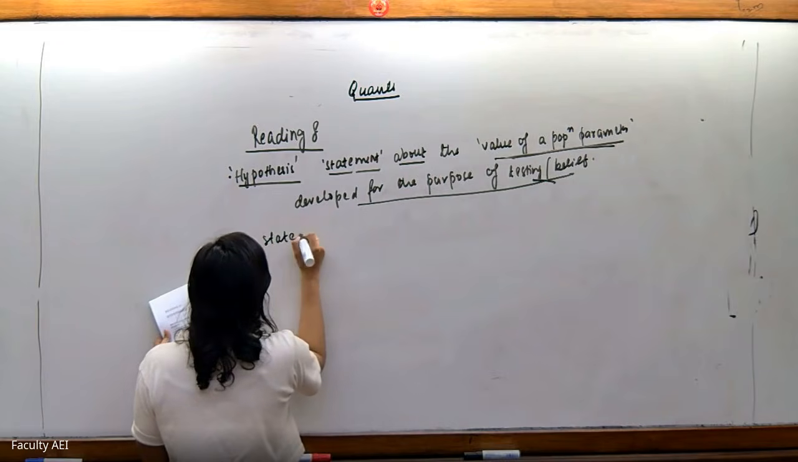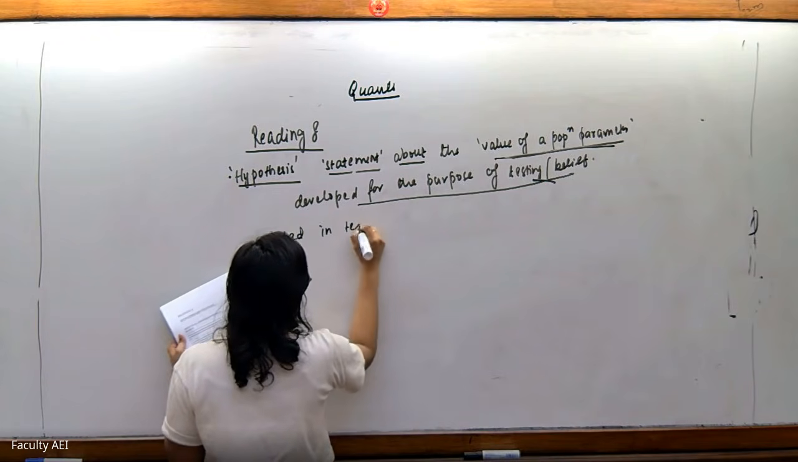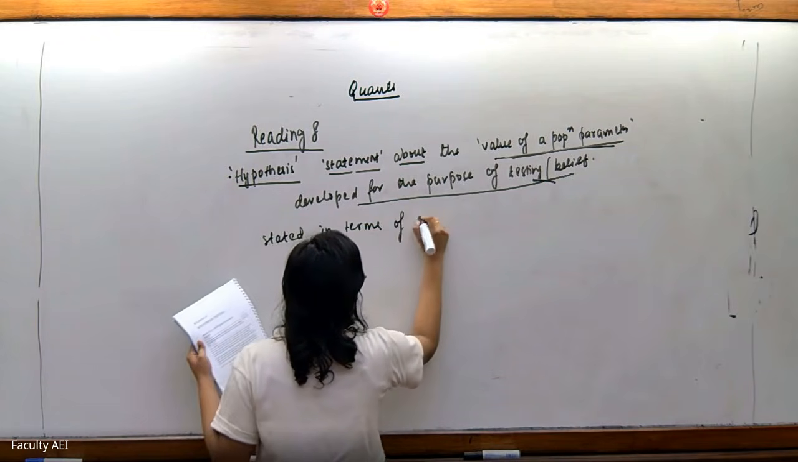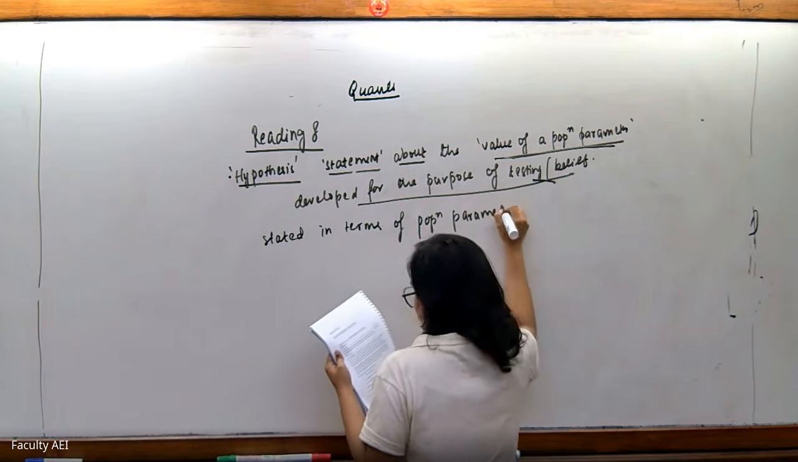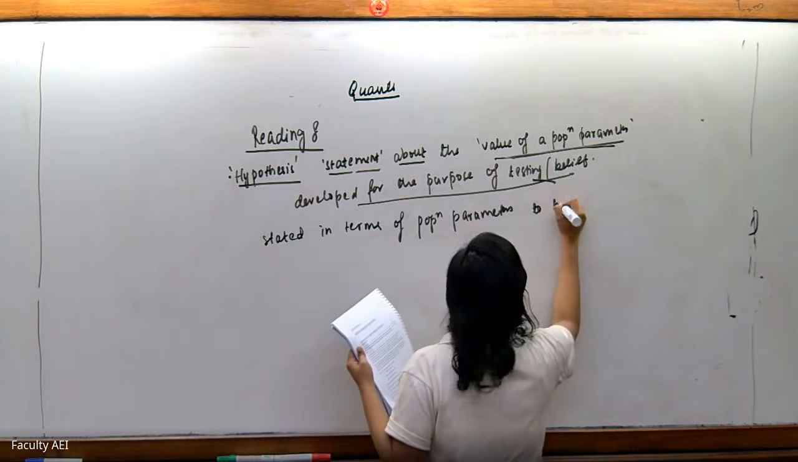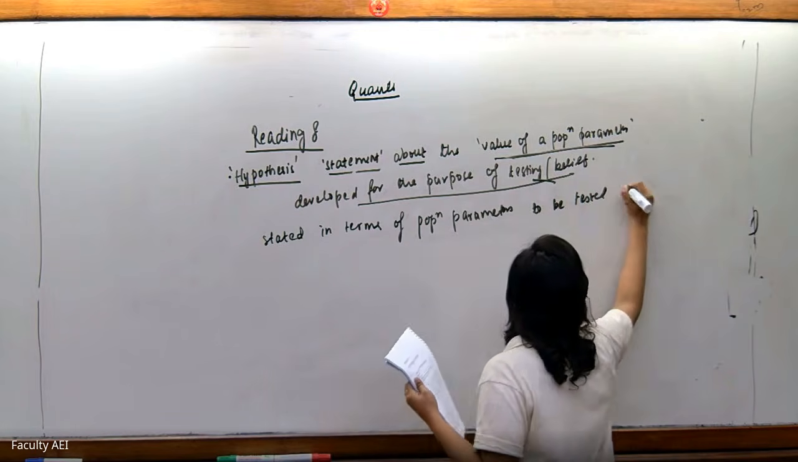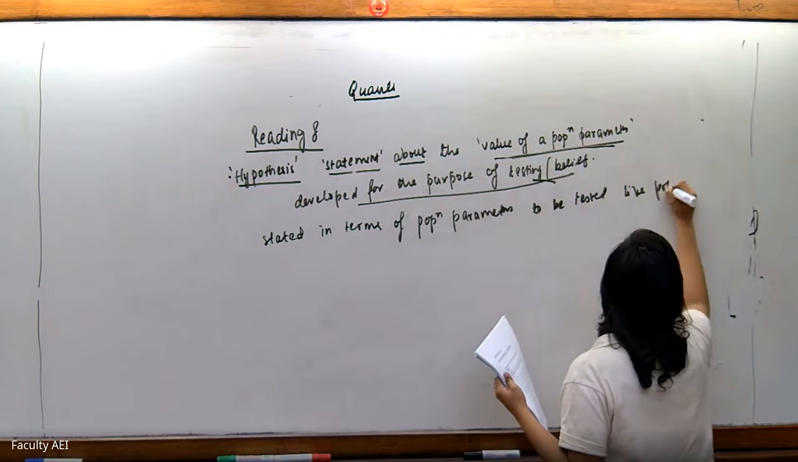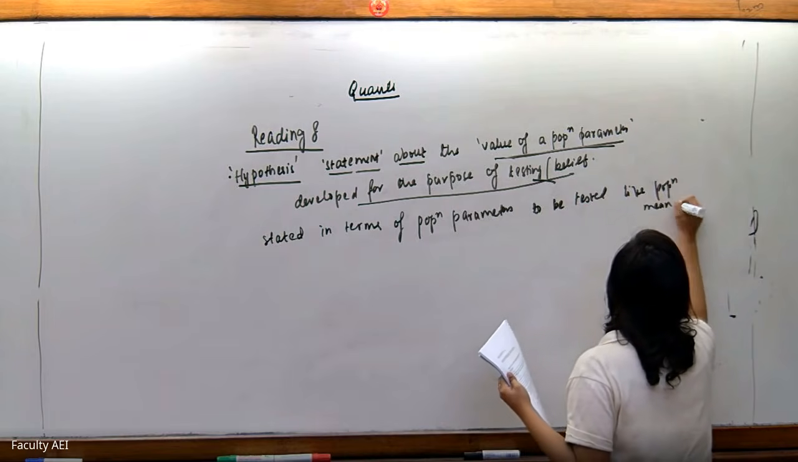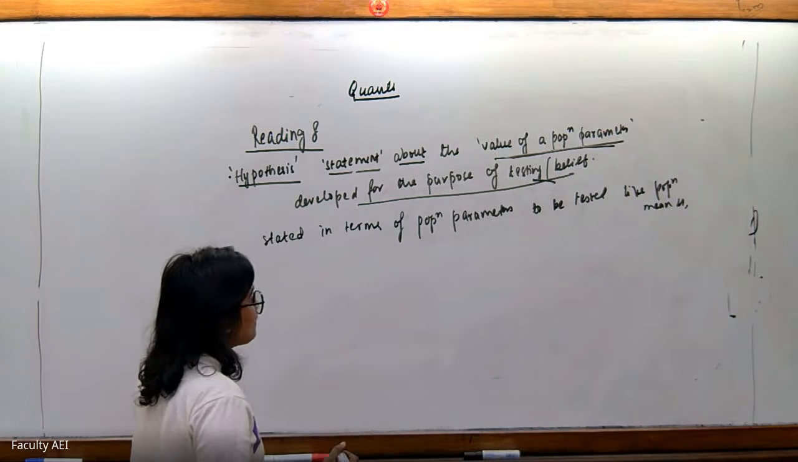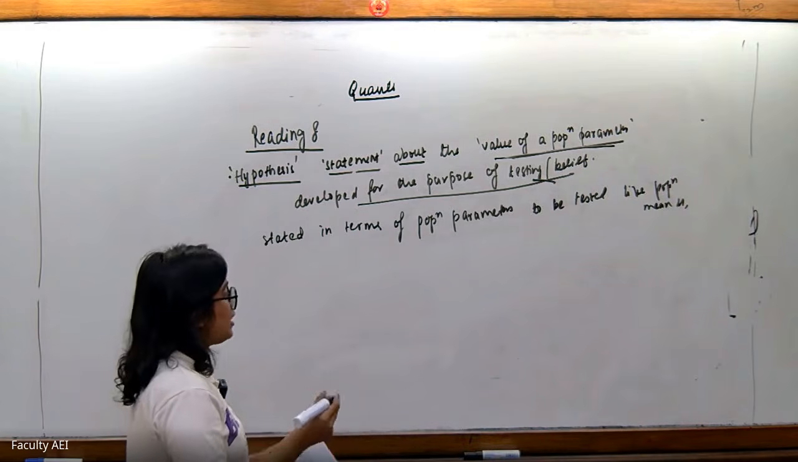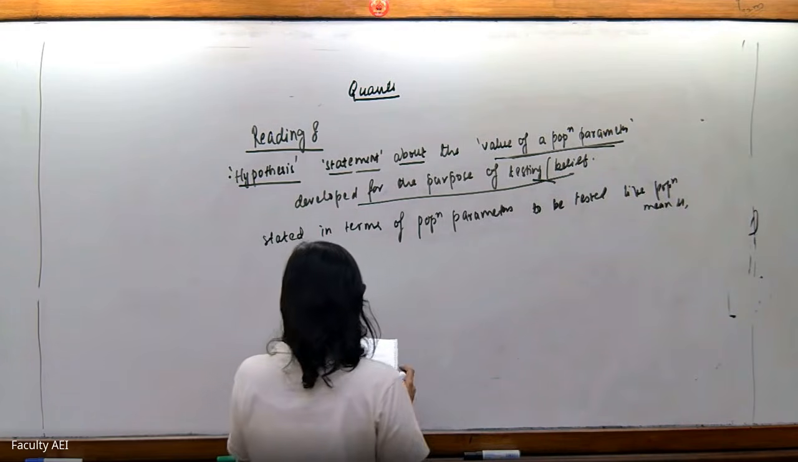Hypotheses are stated in terms of population parameters to be tested, like the population mean, mu. So how do you state a hypothesis? You state it based on the population parameter which we want to test, like a population parameter mu.